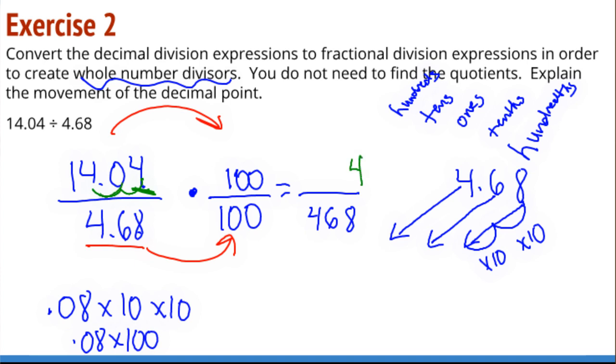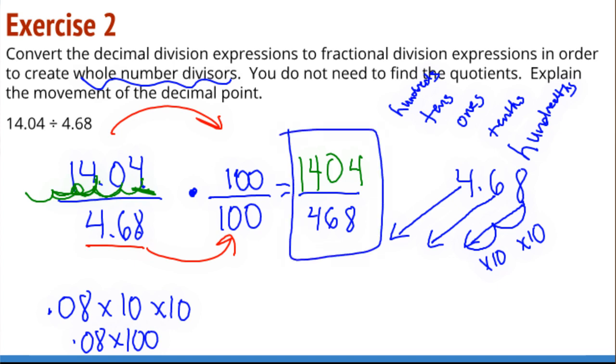The 0 is going to move ones and then to the hundreds. Nope, tens. Boy, almost got that wrong. The 4 is going to move from tens to hundreds. And the 4 moves from ones to hundreds. I think I said tens there. The 1 will move from the tens to the thousands. So they're all going to shift 2 place value positions. So I now have this division problem, 1,404 divided by 468.